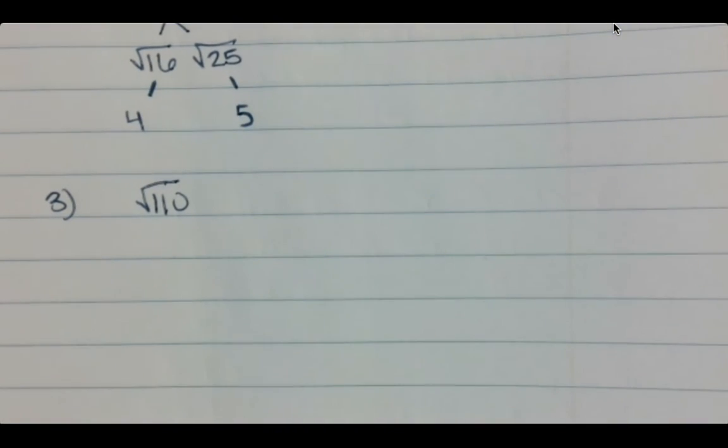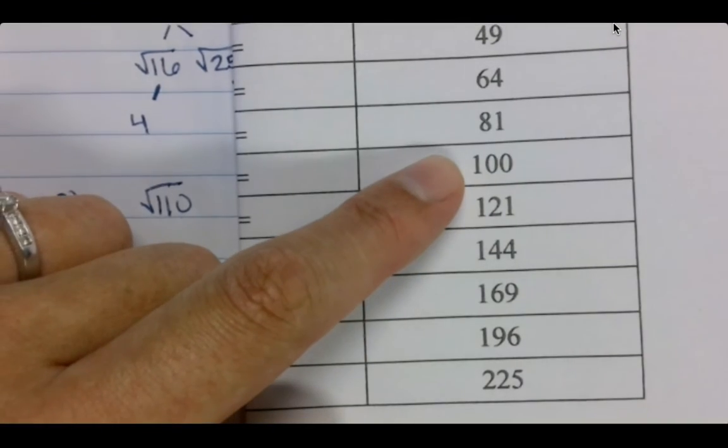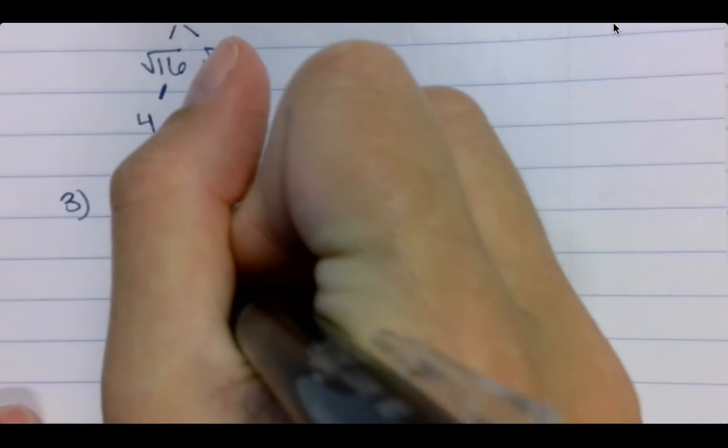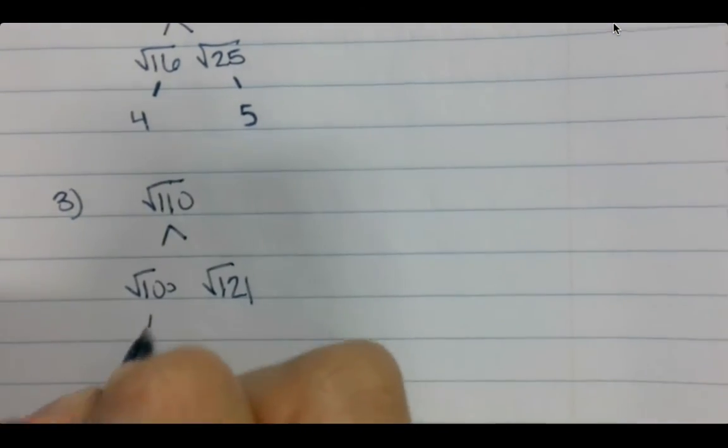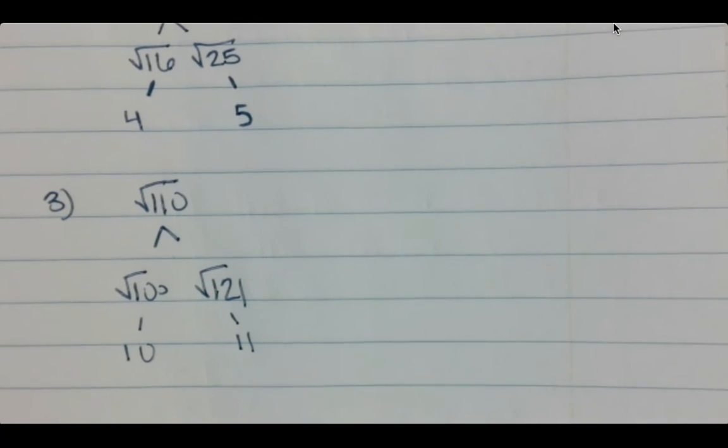What about the square root of 110? Between 100 and 121. And the square root of 100 is 10. The square root of 121 is 11. Awesome job, y'all. Let's do one more that you're going to do.